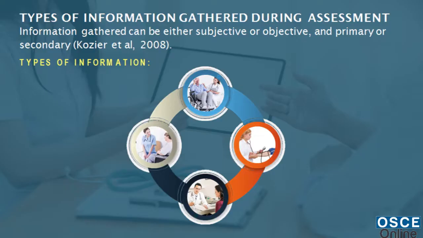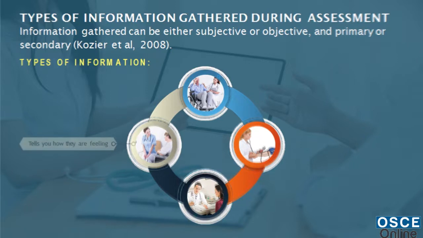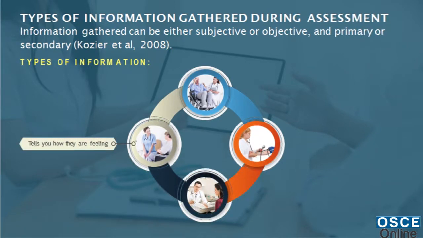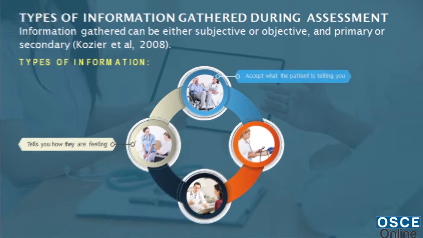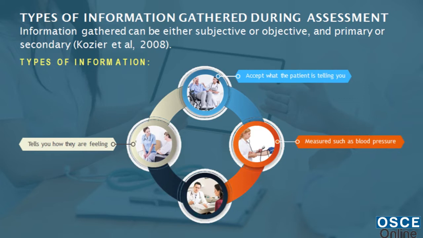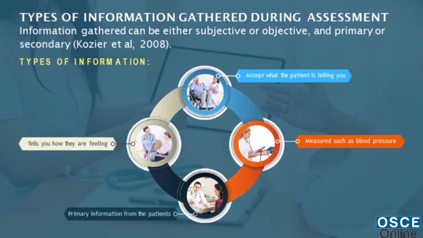Information gathered can be either subjective or objective, primary or secondary. Subjective information can be when a patient tells you how they are feeling, levels and sensation of pain, and is open to interpretation. You must, however, always accept what the patient is telling you as being the truth. Objective information is that which can be measured, such as blood pressure or weight. Primary information is gained from the patients themselves, while secondary data comes from other sources, such as family members.